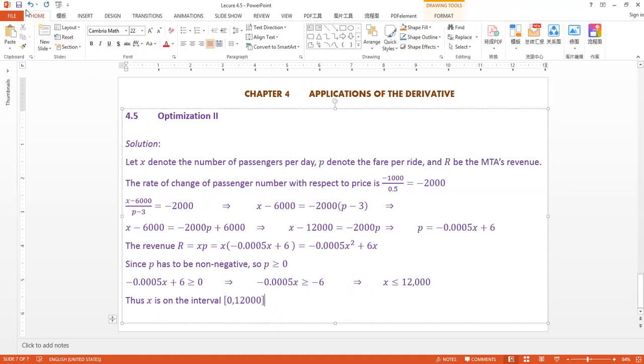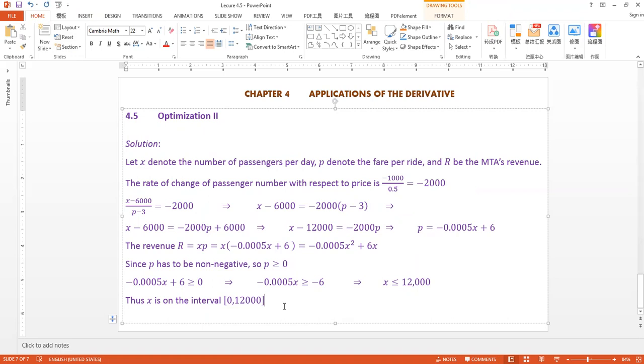Okay, so you cannot exceed 12,000 passengers, and you also cannot have a negative number of passengers. So that's the interval for x. Then we just compute the revenue function and find the absolute maximum of the revenue. Okay, so this is the absolute maximum problem. Just do the same steps as we did before.